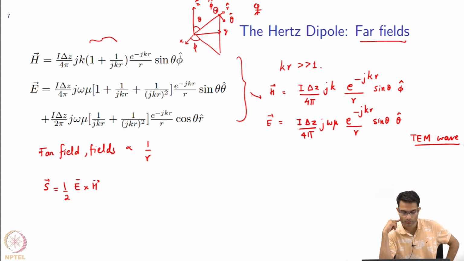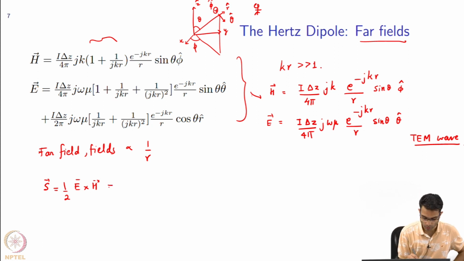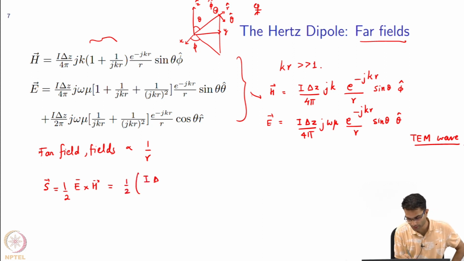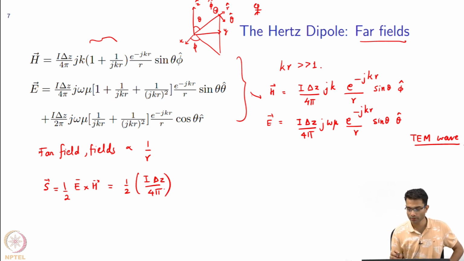Right. So, what do you expect will happen to this pointing vector? We already noted that it is going to be in the r hat direction. What will be the magnitude? There is going to be a half, and this whole thing, I delta z by 4 pi. J into minus j is going to give me plus 1, right. So, I am going to have a k omega mu.